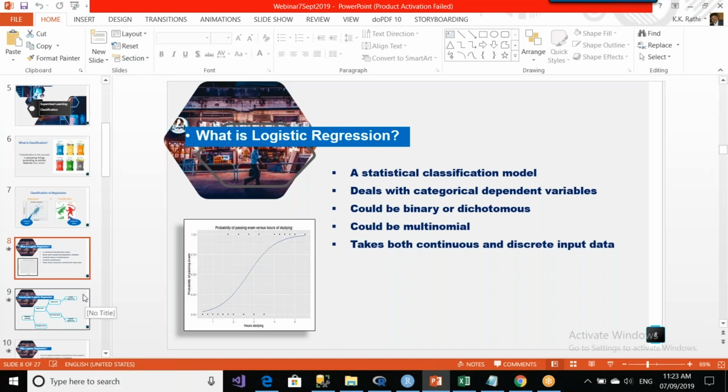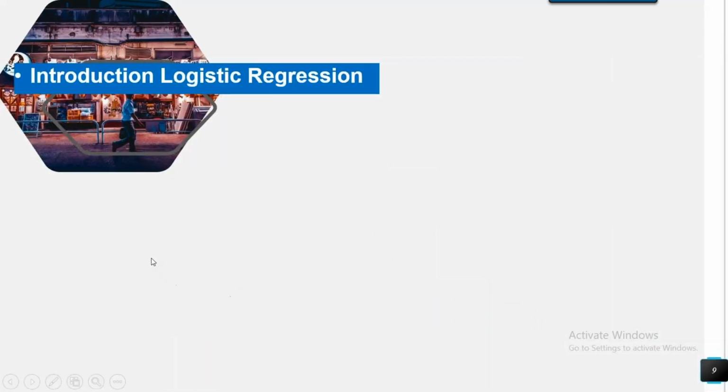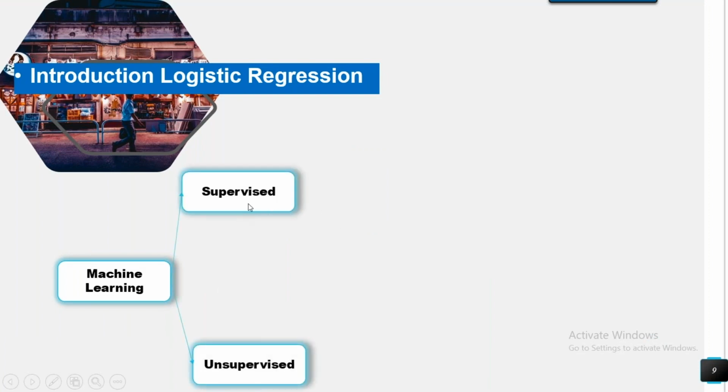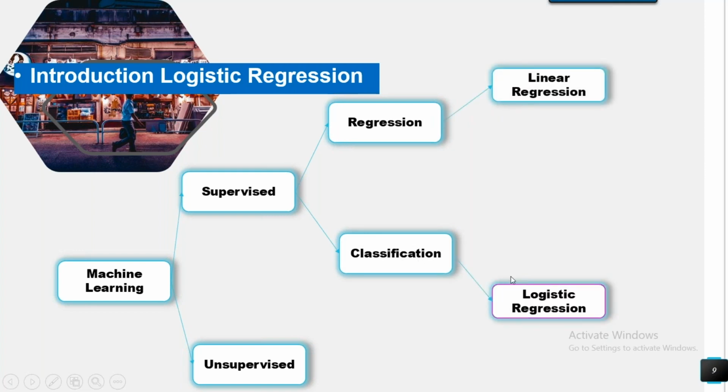So let's understand the different kinds of learning. This is machine learning. Machine learning has two types: one is supervised learning, another is unsupervised learning. In supervised learning, you have two types of models, that is, the algorithms for regression and classification. In regression, you have linear regression, and in classification, if the data is a classification kind of thing, then it will be a logistic regression. So this is the very simple model we are creating for that.